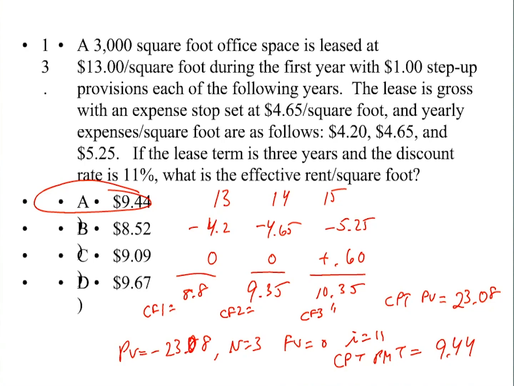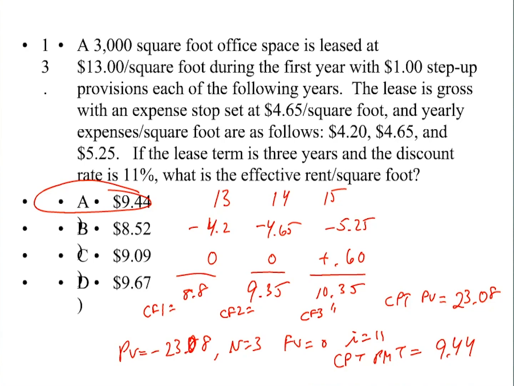In the third year, we would step up the rent to $15 a square foot. We would have to pay the expenses of 5 1/4, but here we would get reimbursed the difference between the 5 1/4 and the $465, which is 60 cents. So we get the 15, we subtract out the 5 1/4, but we add in what we'd get reimbursed, the 60 cents, and we get a cash flow in the third year of $10.35.